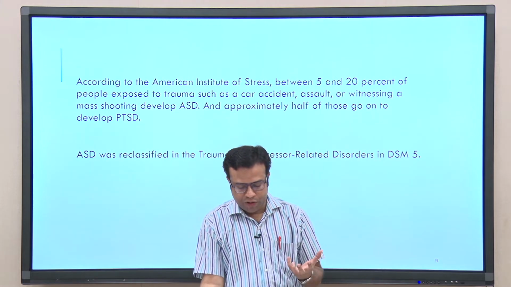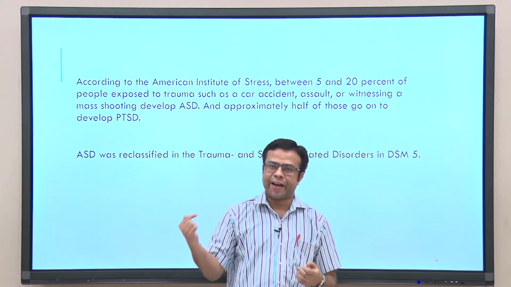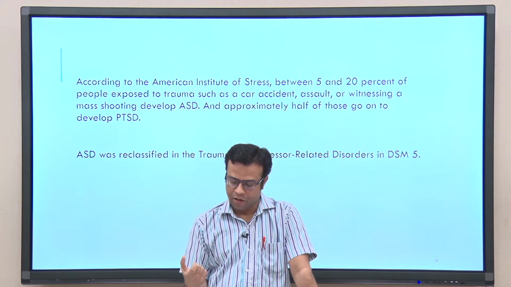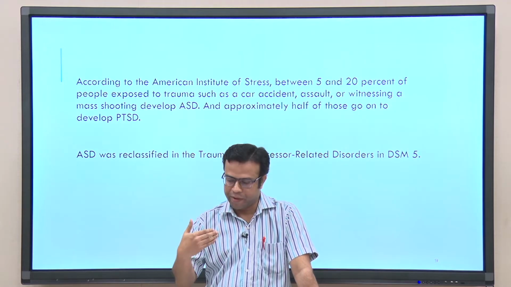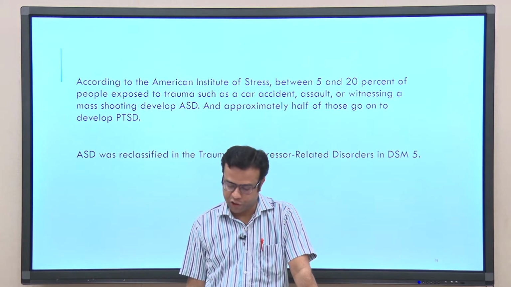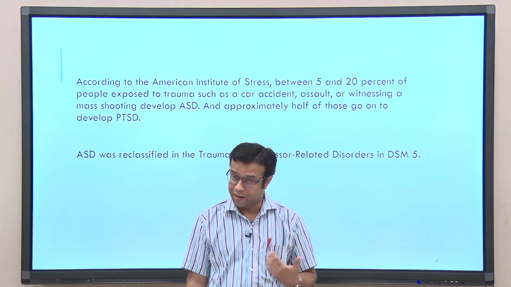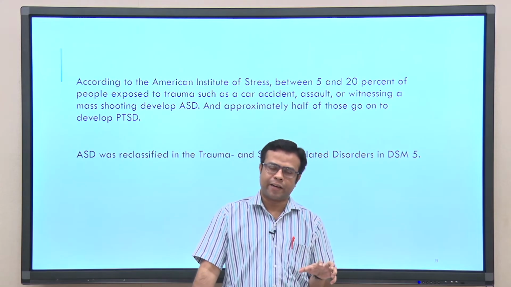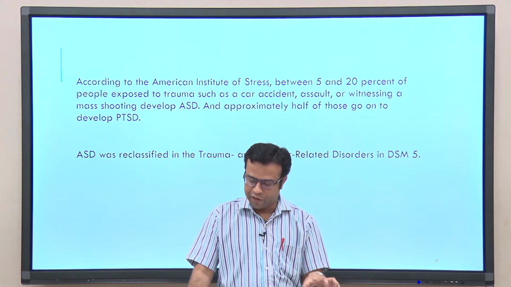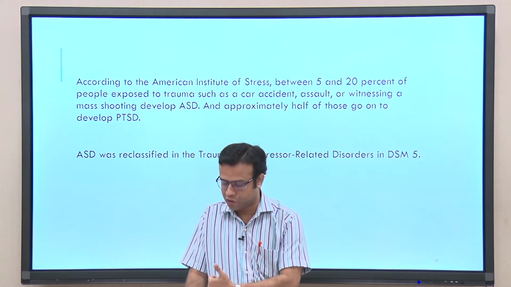Now, acute stress disorder was reclassified as a trauma and stress related disorder in the DSM. DSM basically means the Diagnostic and Statistical Manual of Mental Disorders, which is primarily maintained and evolved by the American Psychiatric Association. DSM 5 is the most recent one, which was introduced in 2013, and earlier acute stress disorder and PTSD were categorized under anxiety disorders. However, in DSM 5 they are categorized separately under the trauma and stress related disorders category.